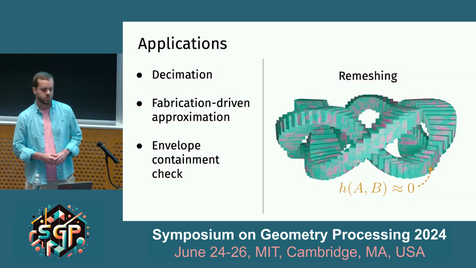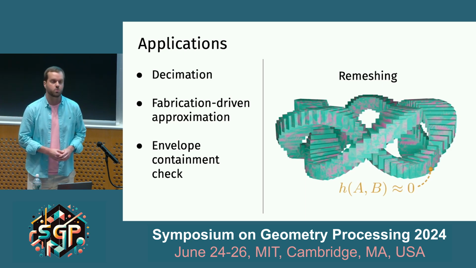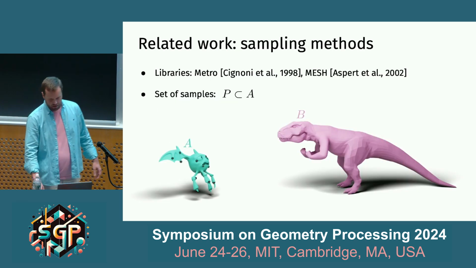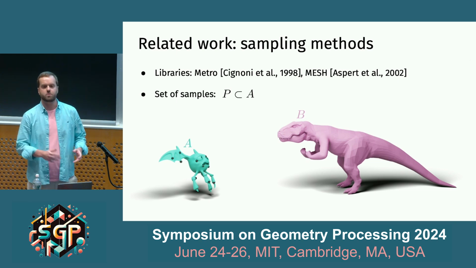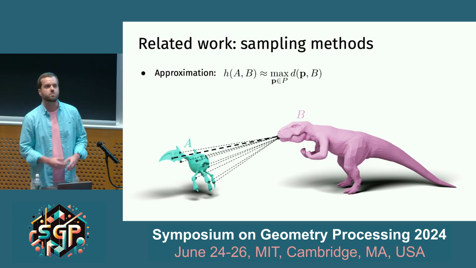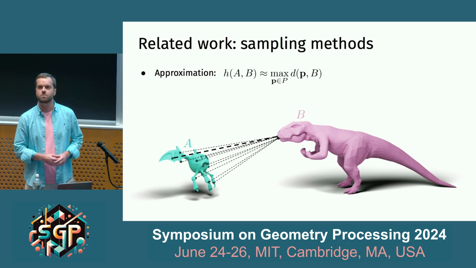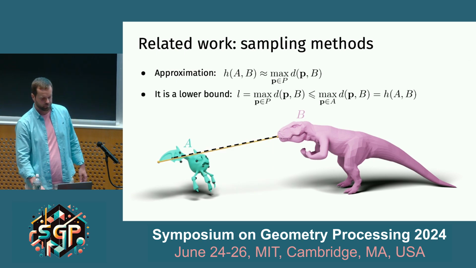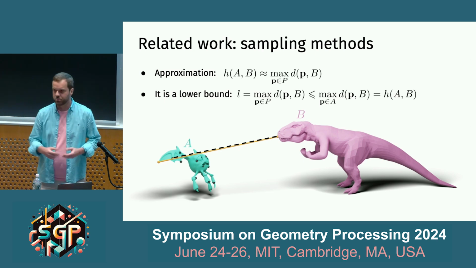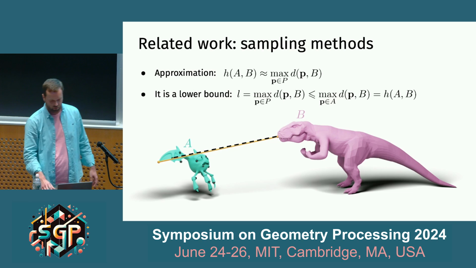Other applications include decimation, fabrication-driven approximation, and envelope containment check. For most of these applications, a small value of H is desired. The first approaches to this problem used a set of samples P, here illustrated by the black points, to approximate the Pompeiu-Hausdorff distance from A to B. The approximation for H was defined as the maximum distance from the samples to B, in this case, the bold dashed line. This is actually a lower bound for the Pompeiu-Hausdorff distance, since the maximum over a subset of A cannot be greater than the maximum over A.